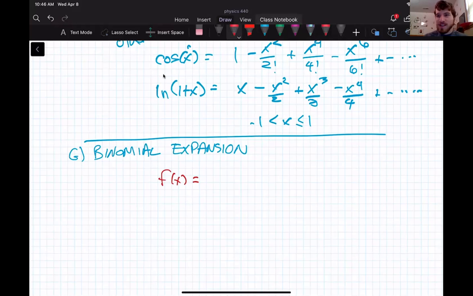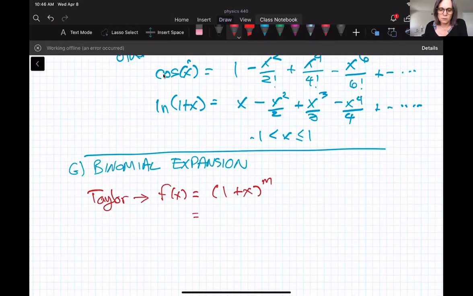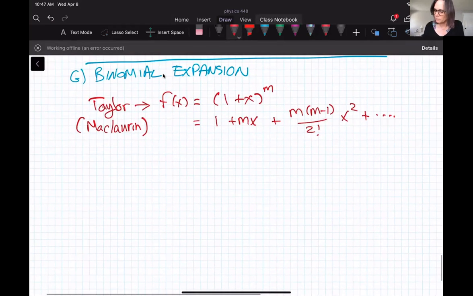Okay, 1 plus x to the m. Right, 1 plus x to the m. And in fact, the binomial expansion comes from a Taylor expansion of this function, right? Basically, this equals 1 plus mx plus m times m minus 1 over 2 factorial x squared plus so on. Technically, this is a Maclaurin expansion, because this is expanding over small values of x, meaning x close to 0. So that's where the binomial expansion comes from.